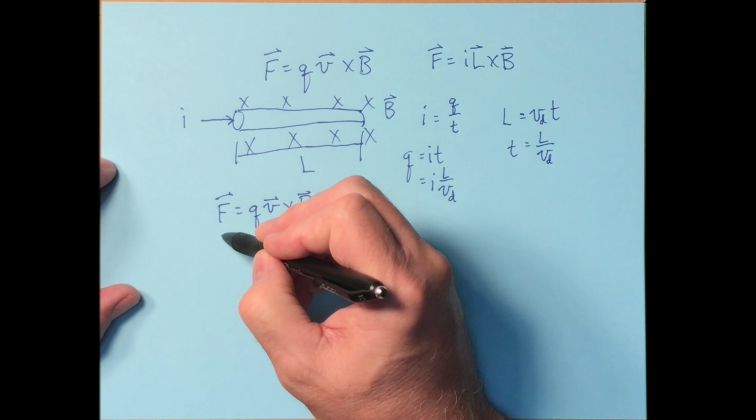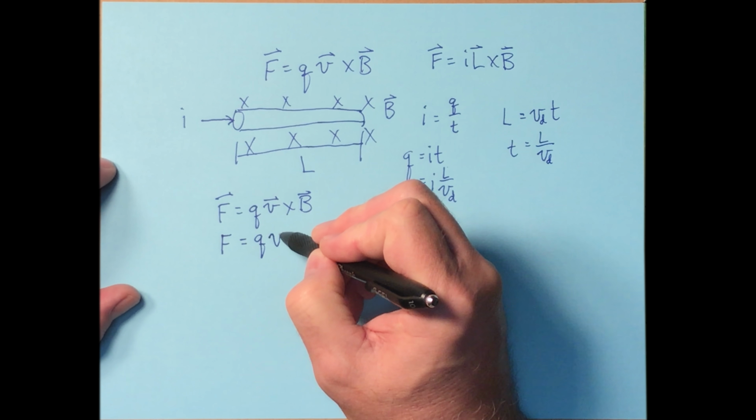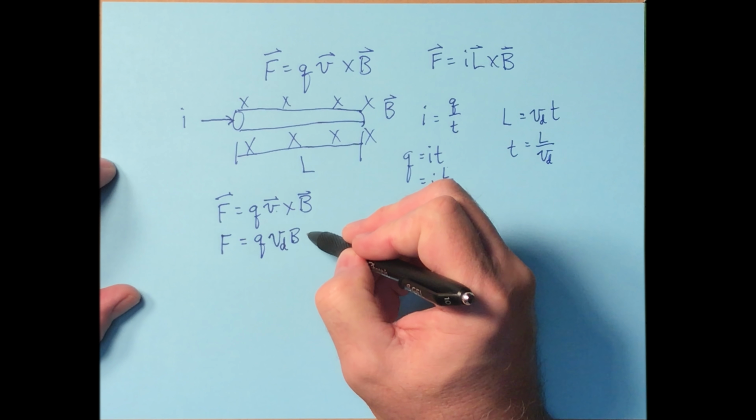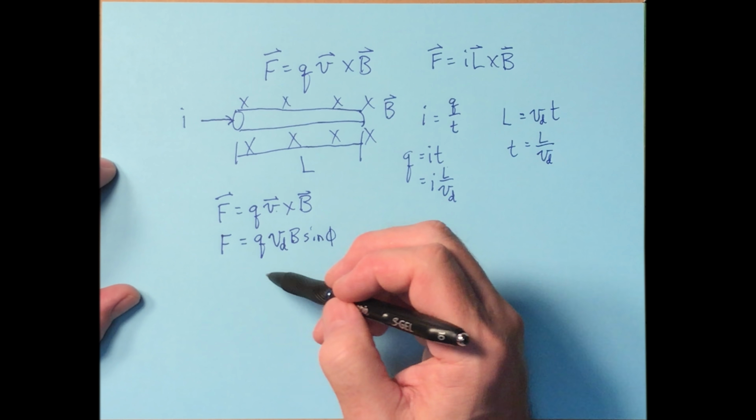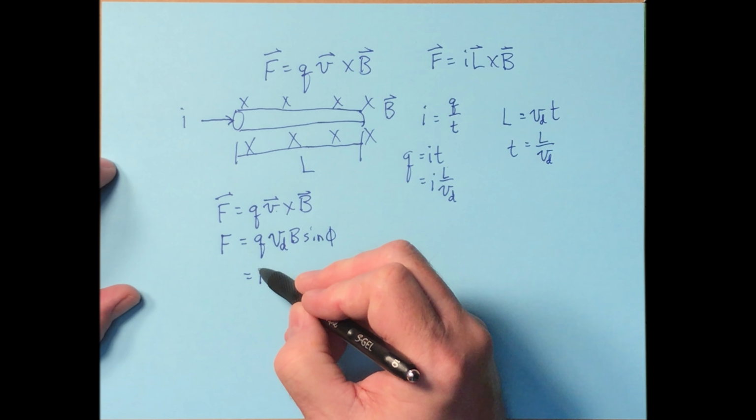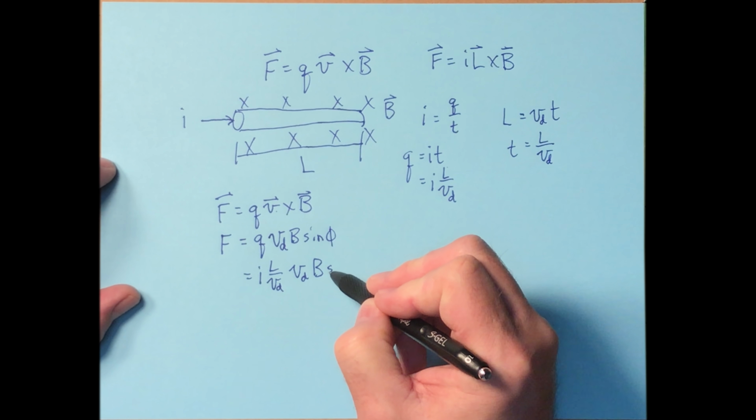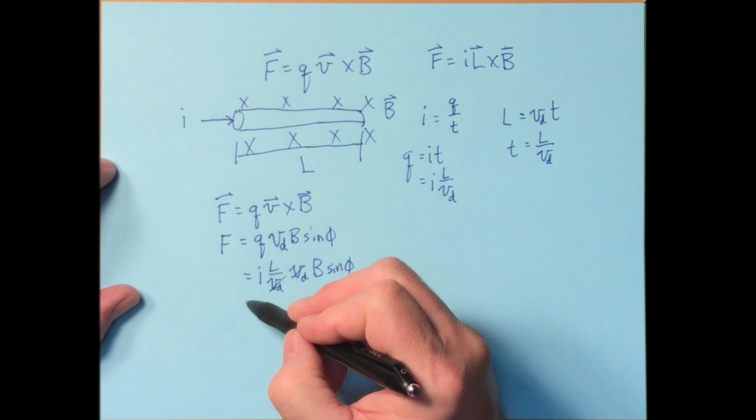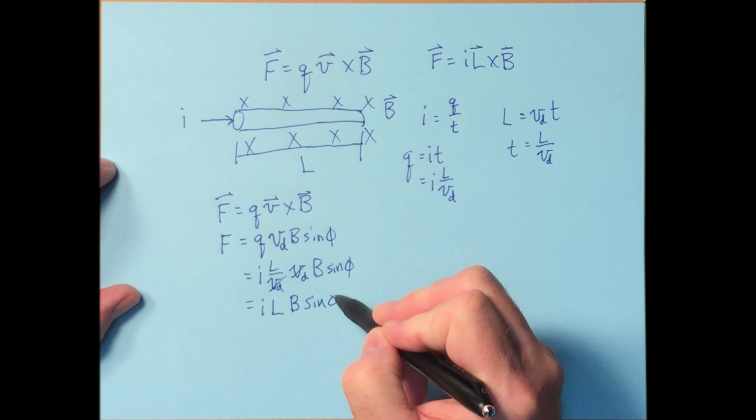And if we're interested in just the magnitude of the force, then that's Q, and the V that we're talking about could be V sub D, the drift velocity, times B times the sine of the angle between V and B. All right, now this Q, let's write it this way. So Q is I L over V sub D multiplied by V sub D times B times the sine of phi. You see the V sub D's will cancel in this case, and what we're left with is I L B times the sine of phi.